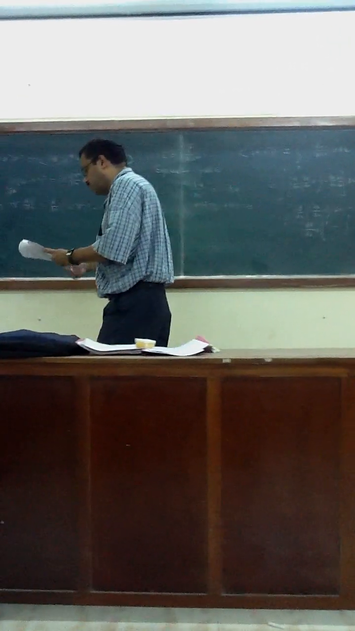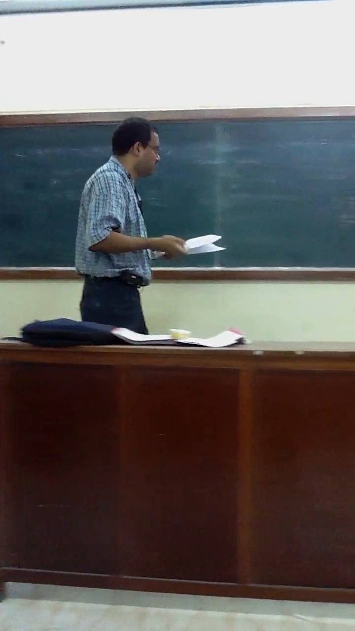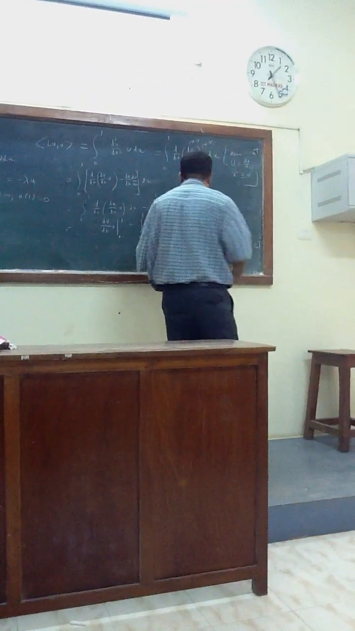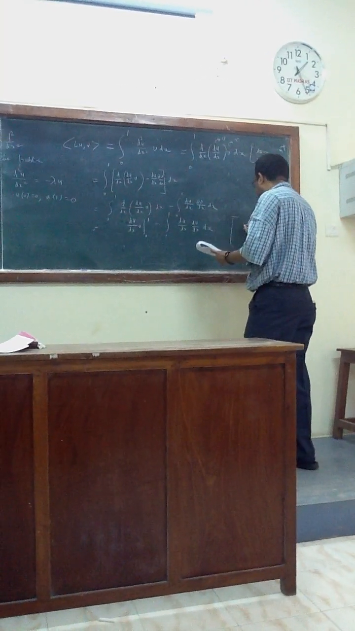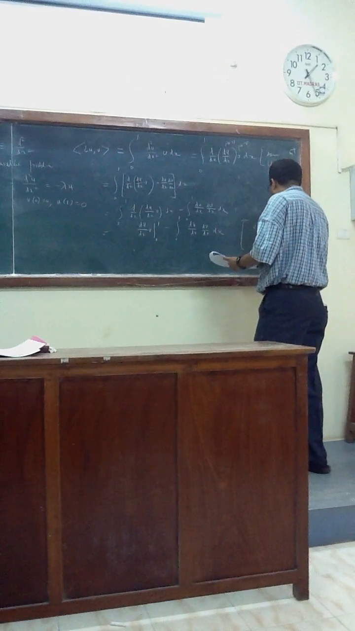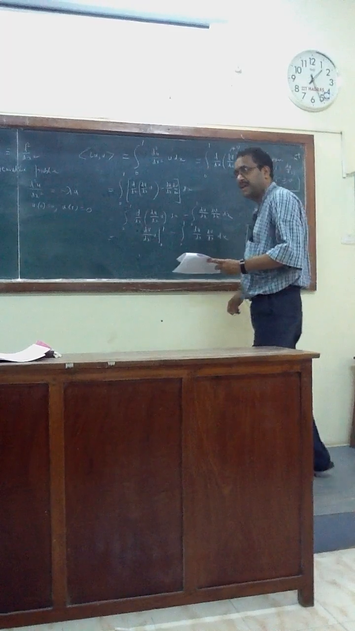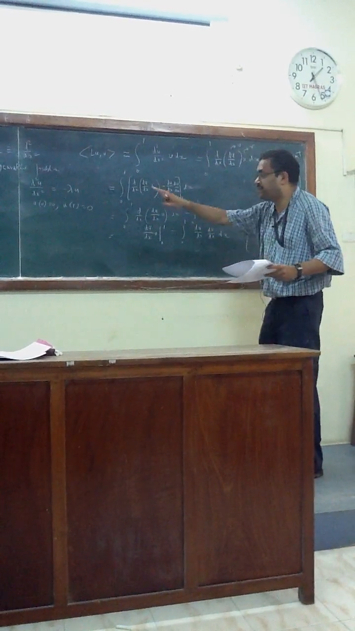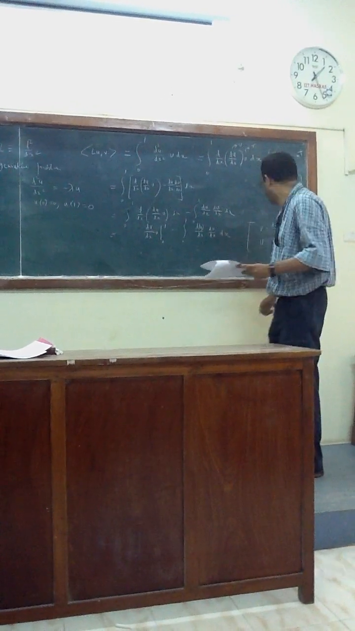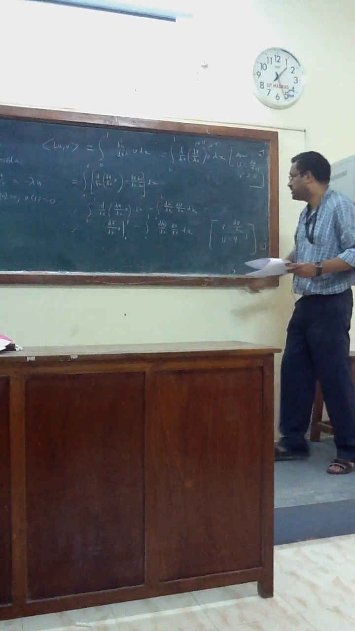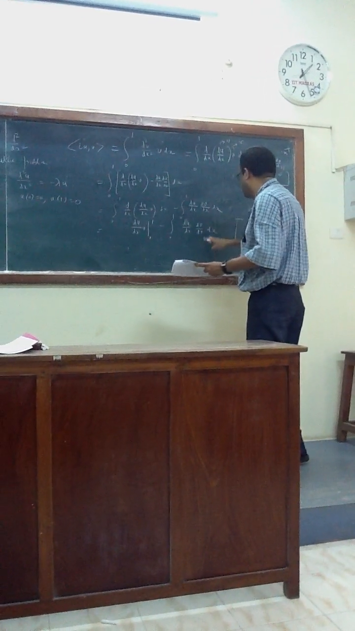What is your u? What will be v? dv/dx, and then u will be? No, see, remember that we are applying the v du/dx formula. So basically dv/dx is already there, right? So this will be acting like your du/dx, and this will be acting as v.